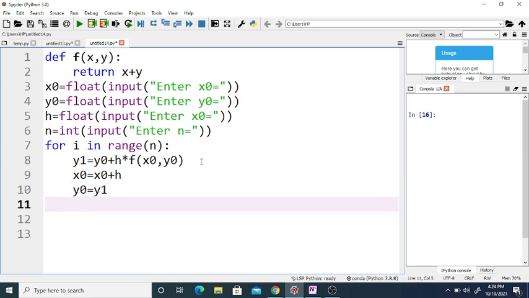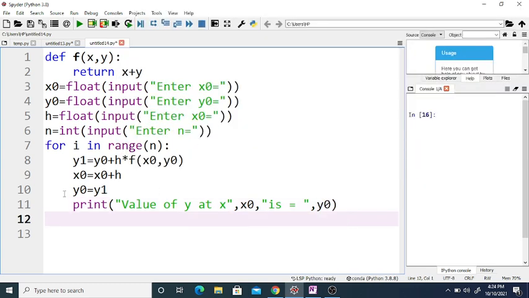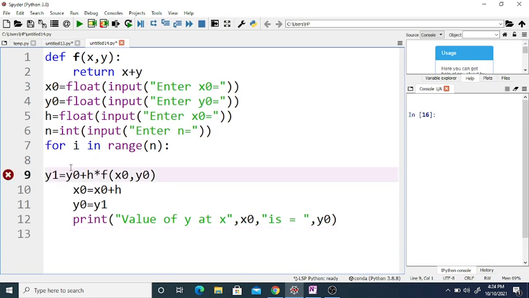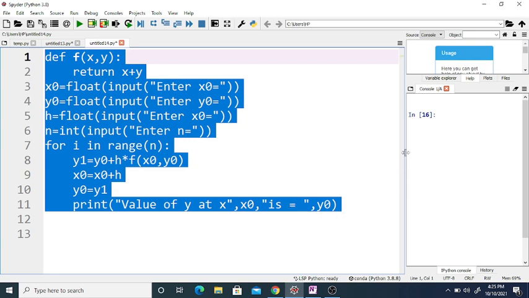Okay, so now we are going to print the value of y at x is equal to, say, x0 is equal to, say, y0. Now you can see here, this is the program. By using this program we can obtain the value of y by using the Euler method.